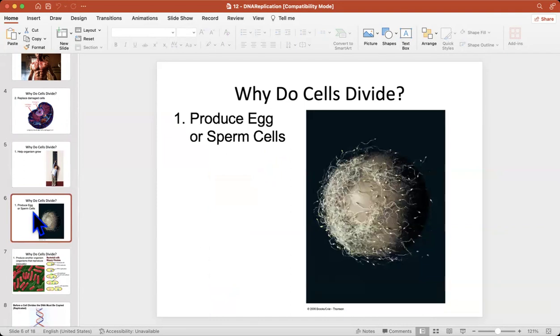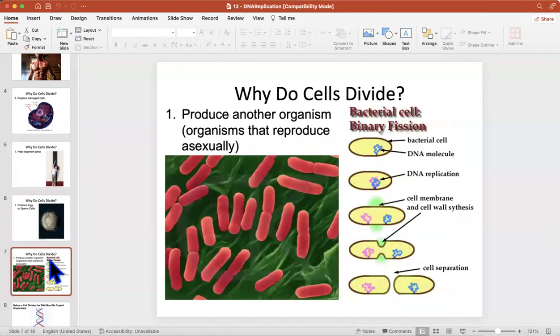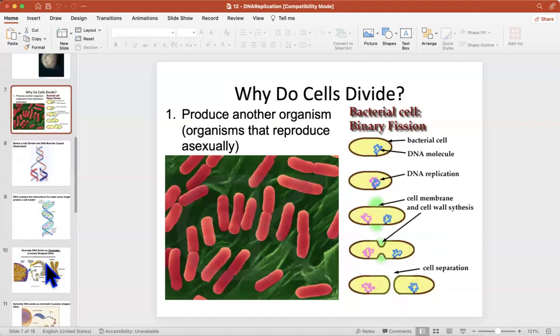And sometimes your reproductive system produces gametes. We will talk about meiosis in the next unit, which produces egg and sperm. So for all this, you need cell division. And for some simple creatures, the single-celled organisms, cell duplication means they reproduce asexually. So all these are the reasons you need DNA duplication.